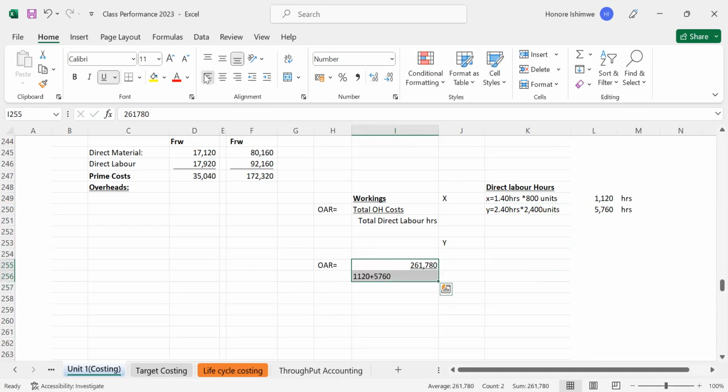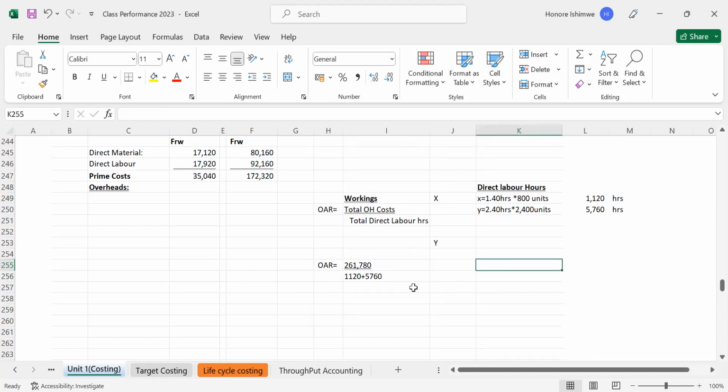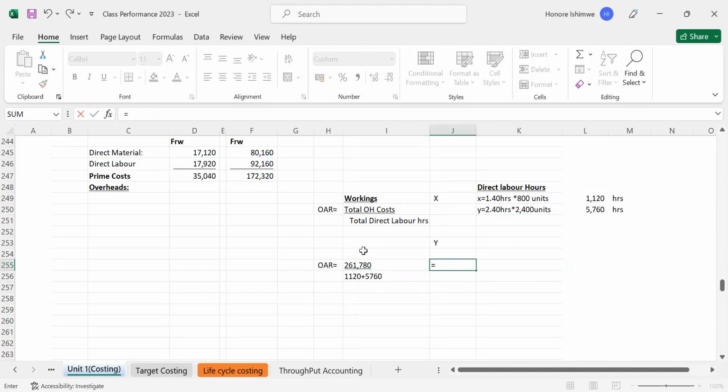It will be this one. So now let's determine our actual total overheads. My overhead absorption rate is going to be this one. So I divide it by this 12 plus what? Divided by this 120 plus this 5760, which is 680.